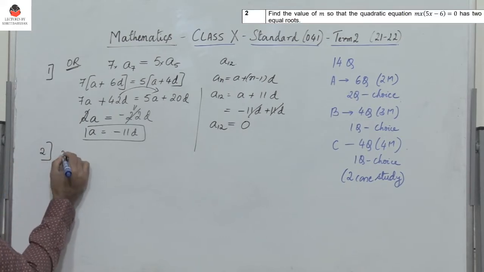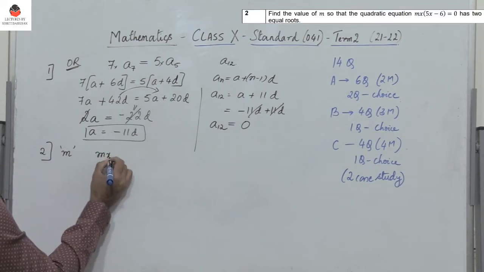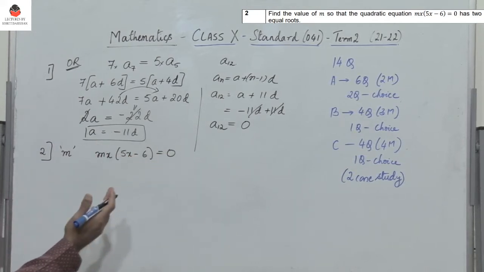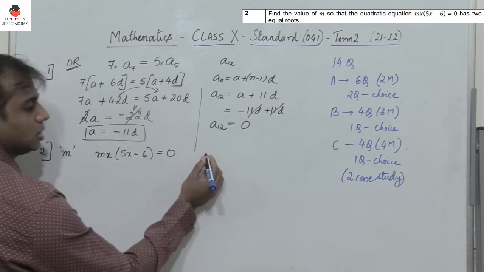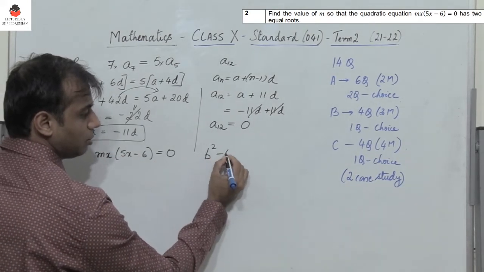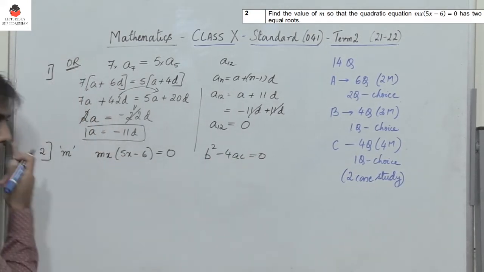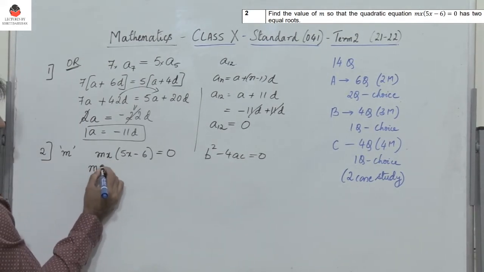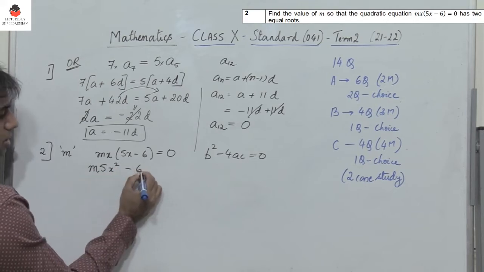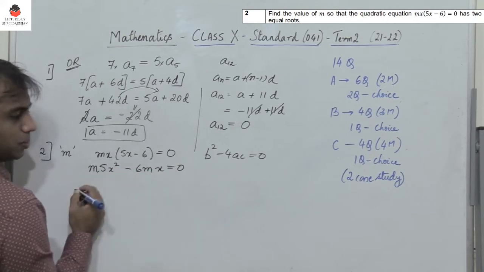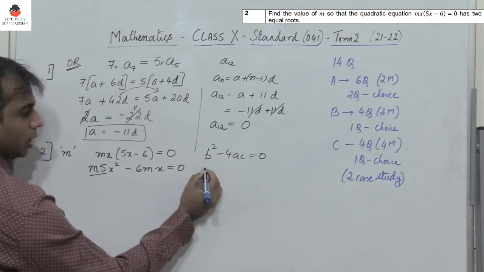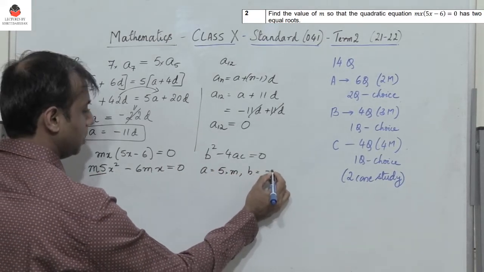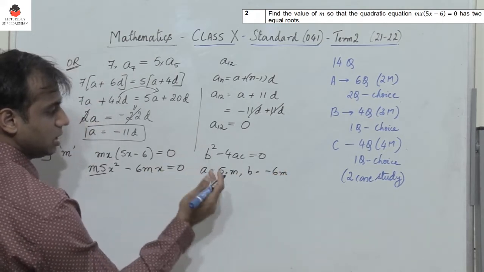Find the value of m so that the quadratic equation mx into (5x minus 6) equals 0 has 2 equal roots. Now if the roots are equal, we know that the discriminant b square minus 4ac is equal to 0. So let me multiply. You have m into 5x square minus 6mx equals 0. So what is A? A is the coefficient of x square, so A is 5 into m. B is minus 6 into m. And what is C? C is 0.